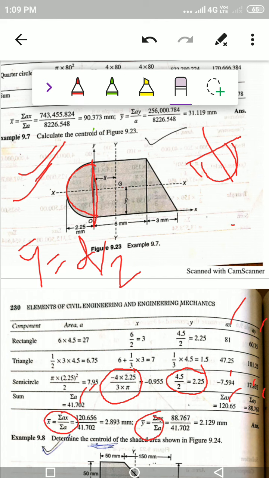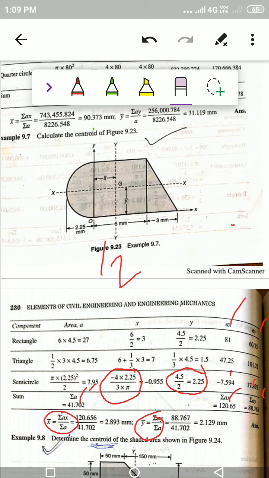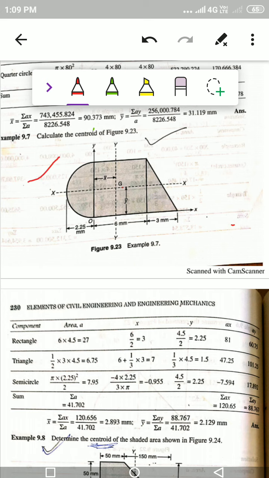So whatever calculations you are doing in the tabular column are the centroid of an individual geometrical figure. If you want to calculate the centroid of the entire geometrical figure, you just substitute the values in the formula. So here one thing is different, that is the semicircle lies on the left side of the y-axis, therefore x bar is equal to minus 4r divided by 3 pi. If any figure lies below the x-axis, then also the value is negative. Just try to solve this problem.